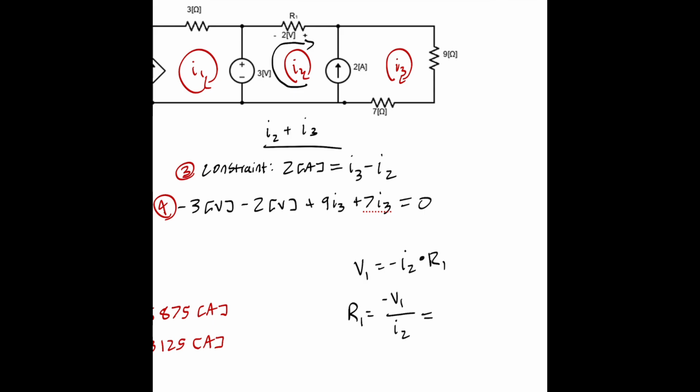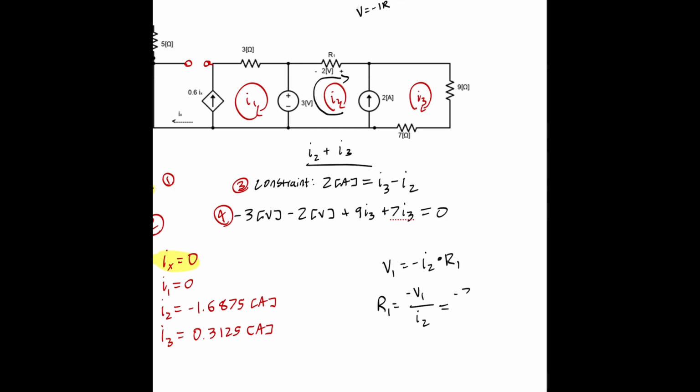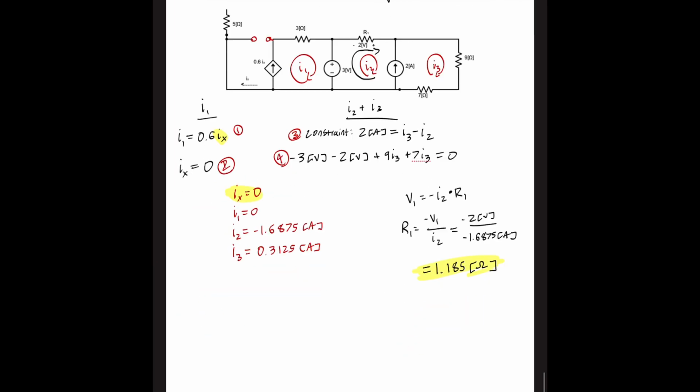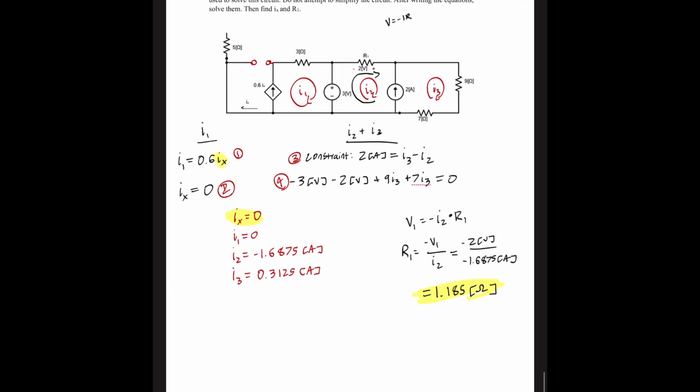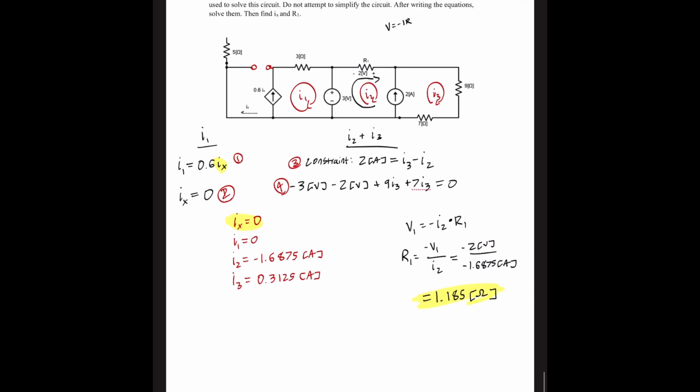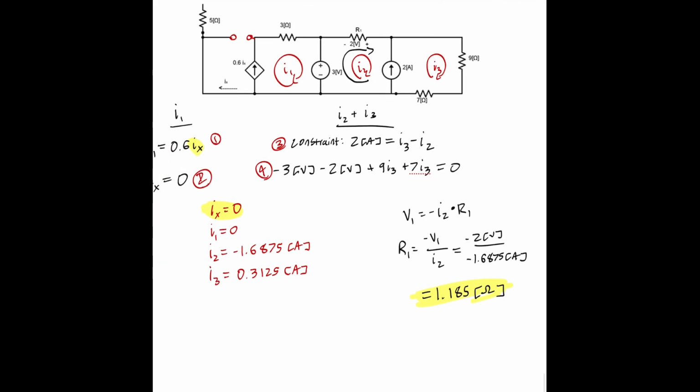And then we plug in our values for V1 and I2. So we know V1 is negative 2 volts. And we know I2 is negative 1.6875 amps. And that gets us 1.185 ohms. And that is our answer for R1. Which this one's not on the key. So you're just gonna have to take my word on it. But yeah, I'm feeling pretty good about this being the correct answer. So I'll get this video over.